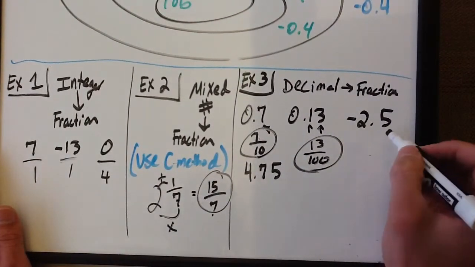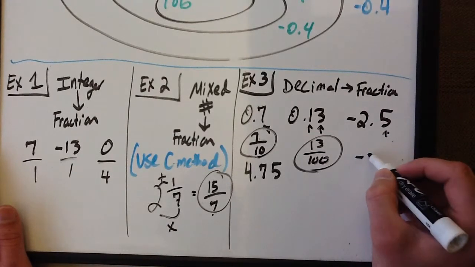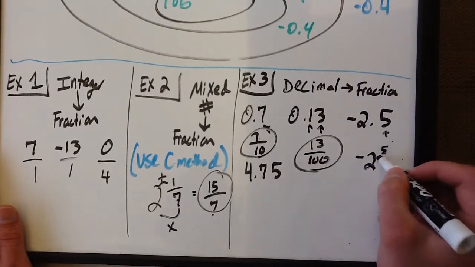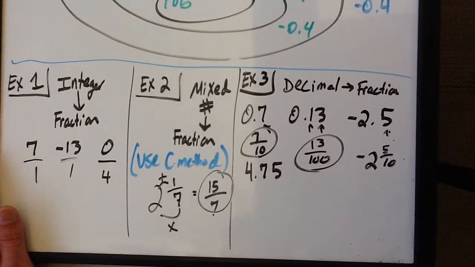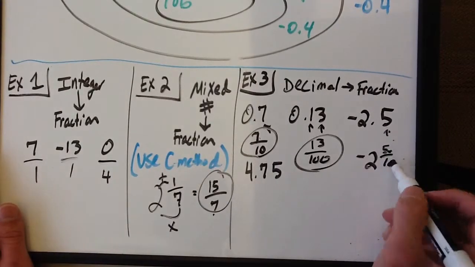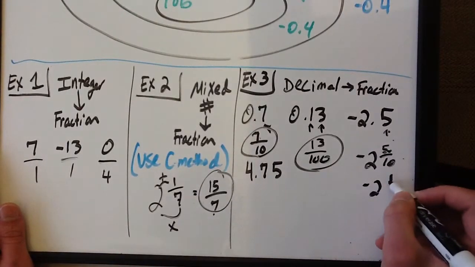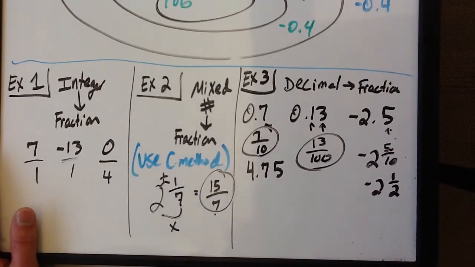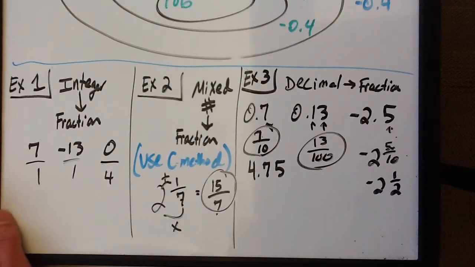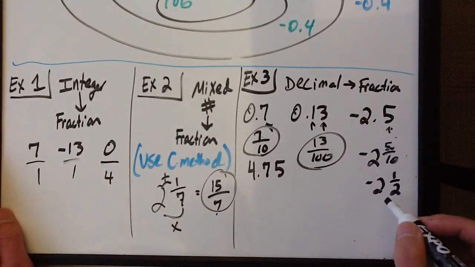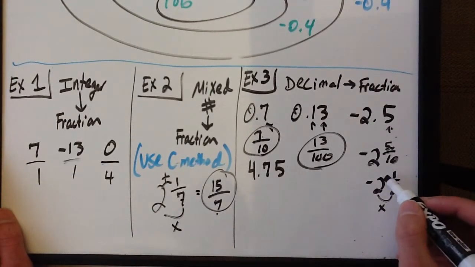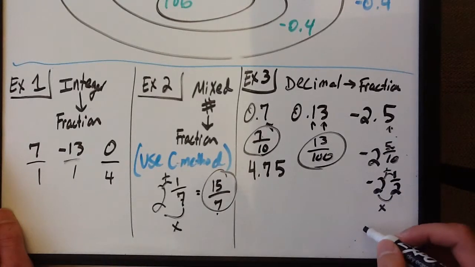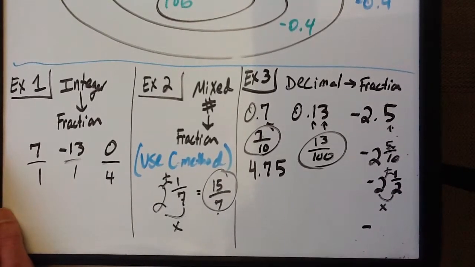Next, we have -2.5. The 5 is in the tenths place, so this is the same thing as negative 2 and 5 tenths. I can simplify 5 tenths because I know 5 tenths is the same thing as 1/2. So now my mixed number is negative 2 and 1/2. I can use the C method like I did here to make this an improper fraction. 2 times 2 is 4, plus 1 is 5. Don't forget your negative sign. This is a negative number, so it should be negative 5 over 2.